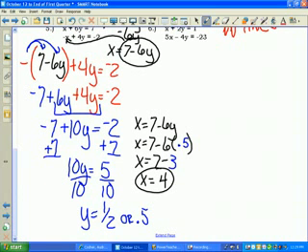So my ordered pair for this case will be 4 comma 1 half, or 4 comma 0.5. Remember, it's your x value, then your y when you're making your ordered pairs.